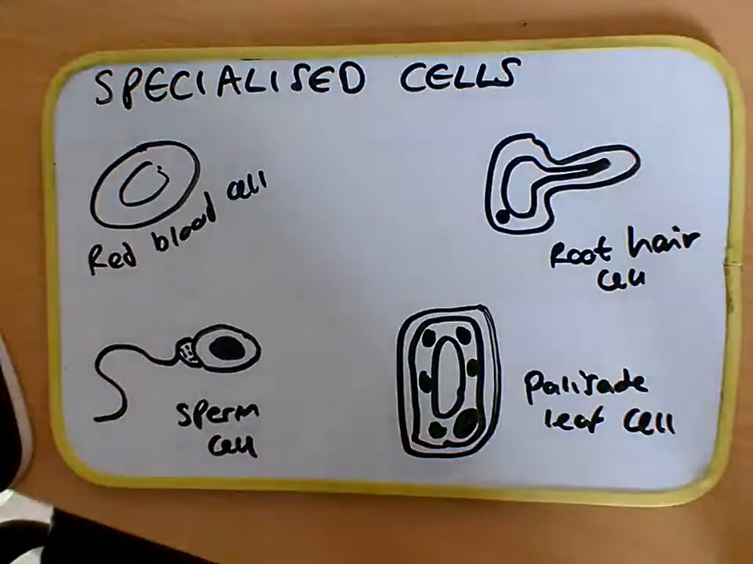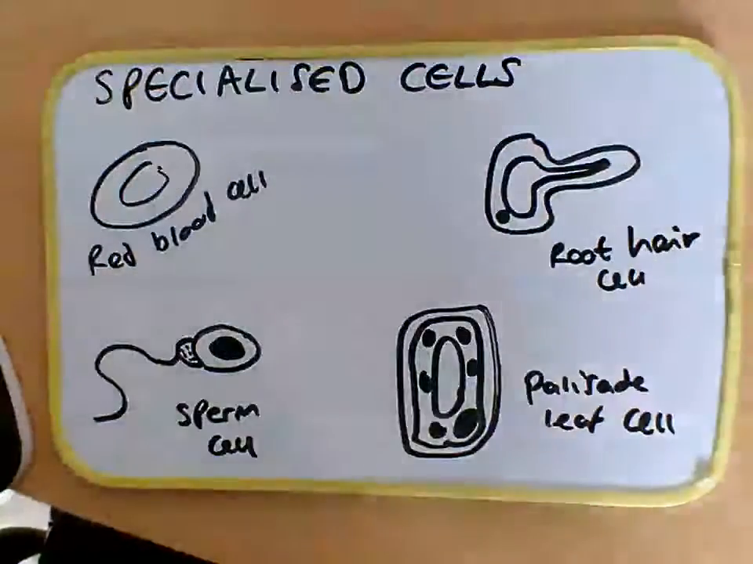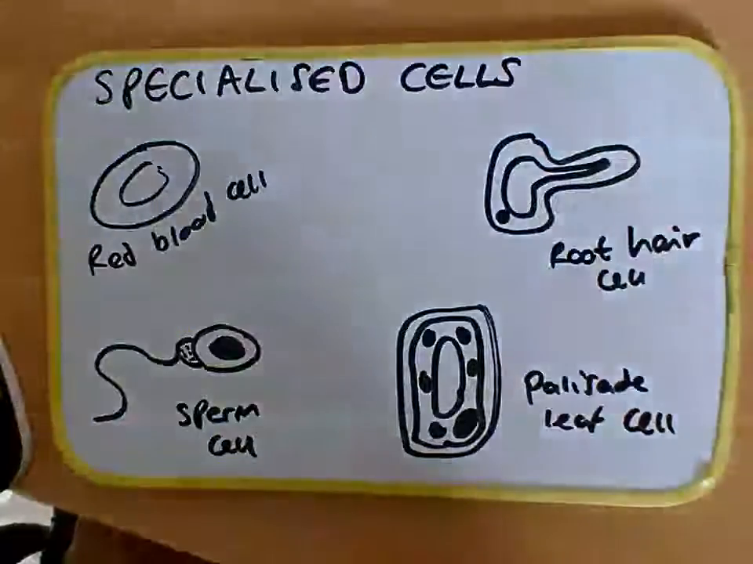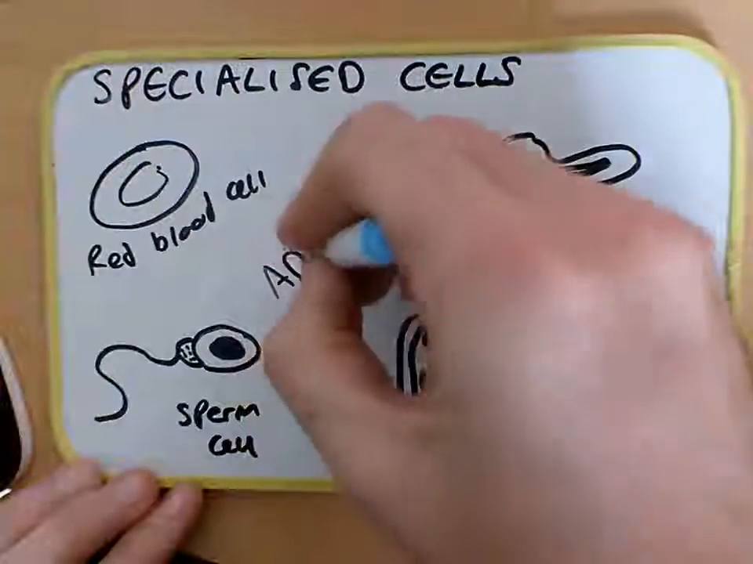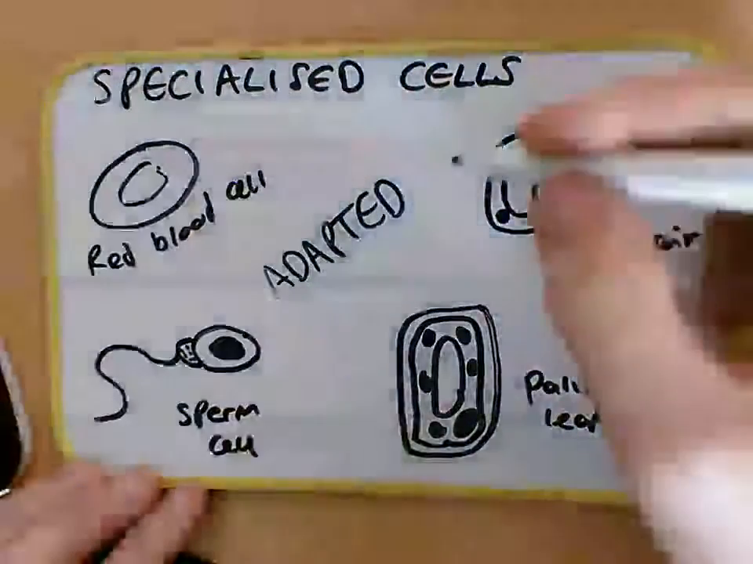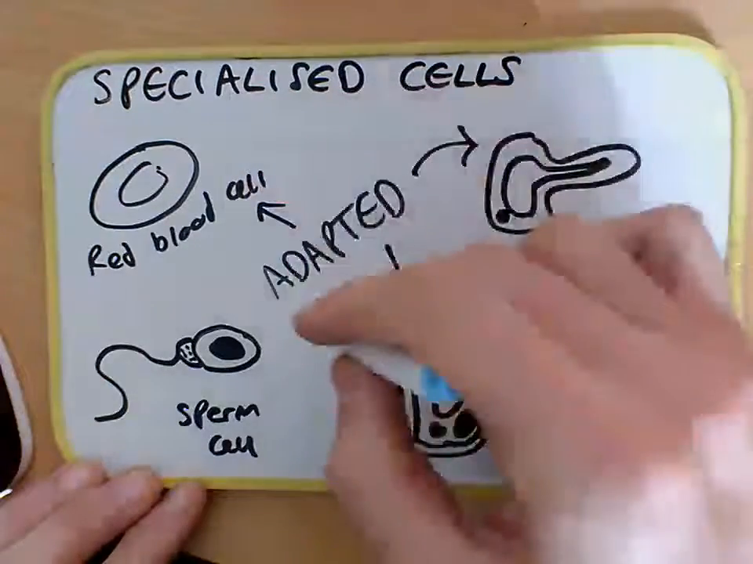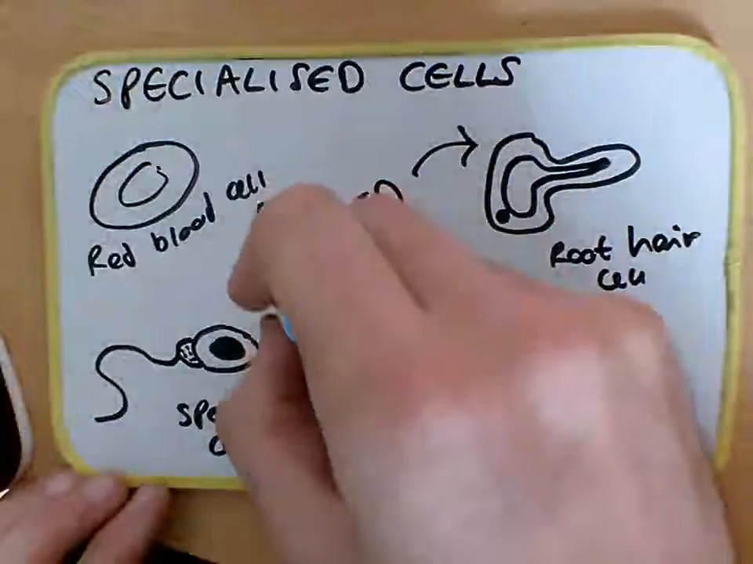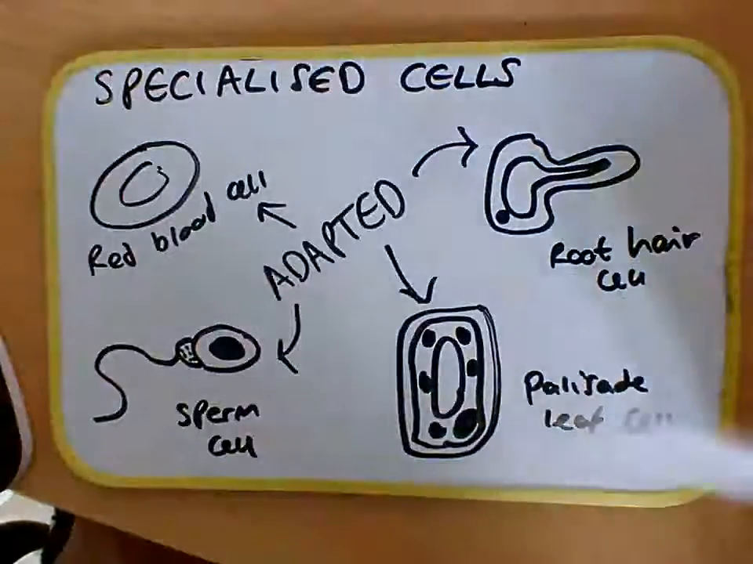Okay, so to complement what we've done so far on typical animal and plant cells, we're going to have a look at specialized cells. Now, these specialized cells are adapted. Okay, that means they have special features, special structures that allow them to carry out their function. So I've got two from an animal and two from a plant.